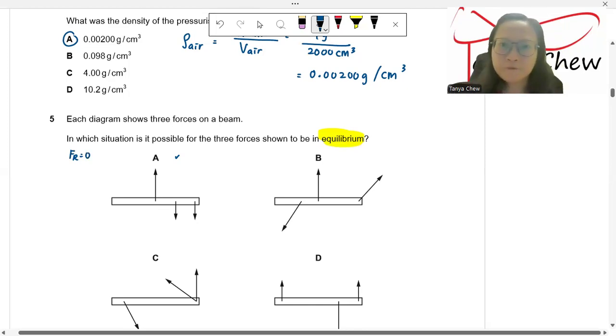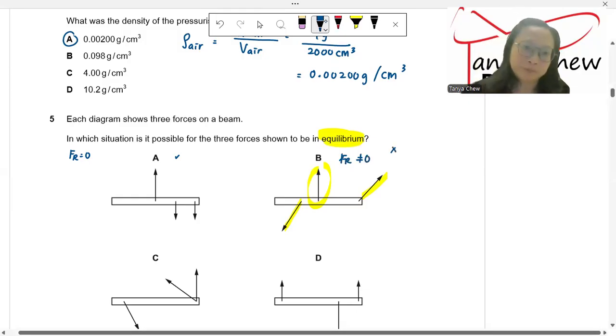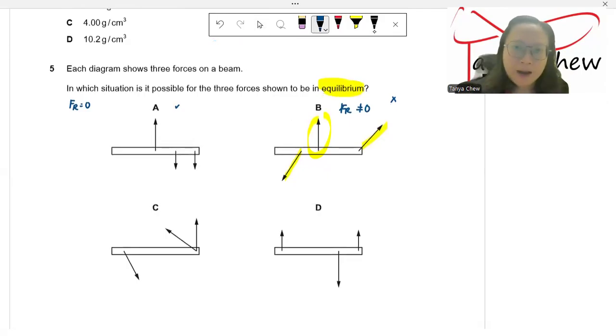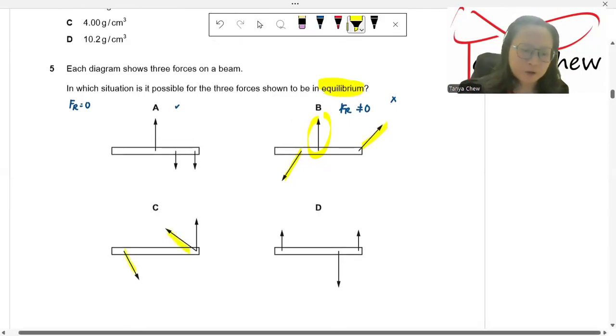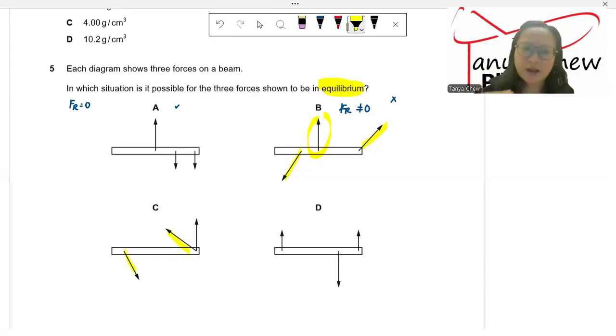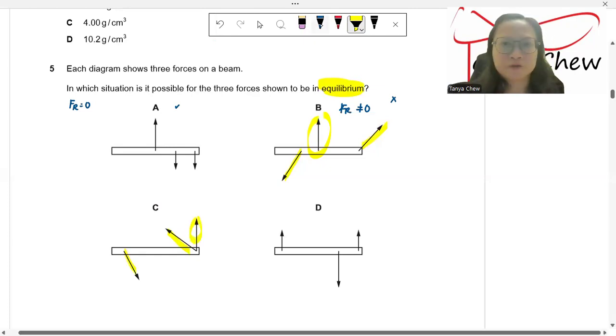For B, if I say that these two slanting forces are balanced, right? But there is no downward force to balance this upward force. Therefore, B's resultant force is not equal to 0. B is definitely not in equilibrium. What about C? Maybe I could say that these two slanting arrows balance each other, even though the angle seems a little bit different, but there is no downward force to balance this upward force. Therefore, the resultant force is also not equal to 0 for C. So C cannot be your answer.